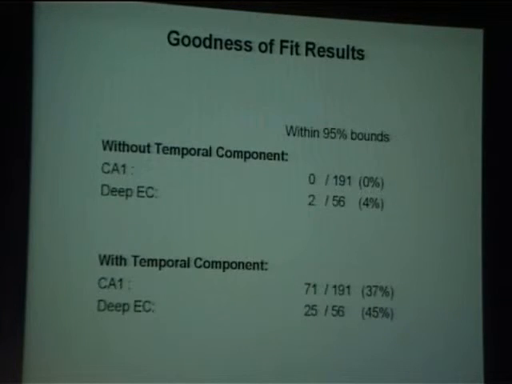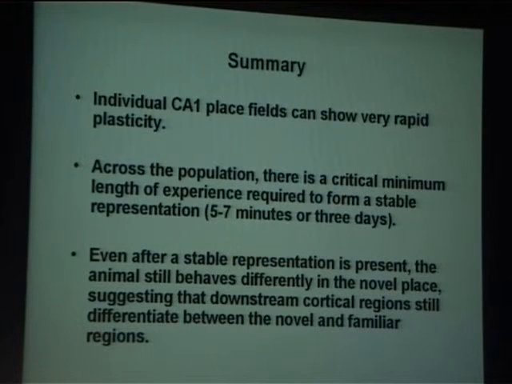So to what extent did this work? The data that I showed you came from the CA1 region of the hippocampus, all right? We never really got a good fit within the 95% confidence bound without the temporal component. When we added it, we got it in about 40% of the cases for the CA1 region data. Compared to the deep inferior cortex, which I didn't show you data from, but it's the brain region just downstream from the hippocampus, 4% without it and 45% with it. So adding the temporal component, no surprise, helps you explain the structure of the data better.